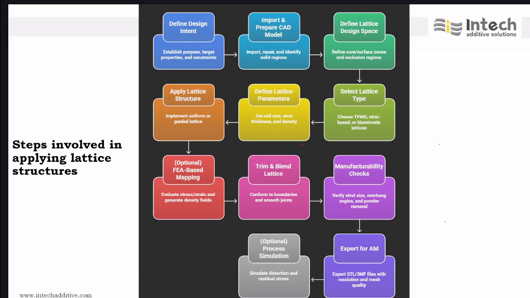Step 5 is about, once you have chosen the lattice structures, the next step we need to define lattice parameters. So it's about setting the unit size. What should be the size of the lattice structure, what should be the strut thickness, and what should be the scaling density.